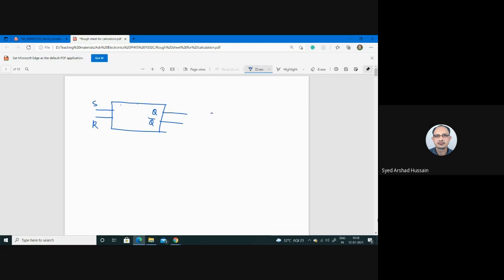Say if Q is equal to 1, then Q bar must be equal to 0, and we say this is set. And if Q is equal to 0, then Q bar is equal to 1, and we say the system is in reset. Initially the system is in 0. We set it to a high state so that the output gives a 1. Here we say 1 is set. Similarly, it is possible to reset to 0.